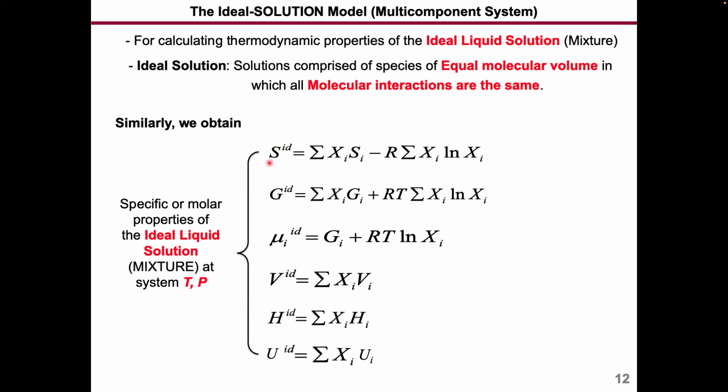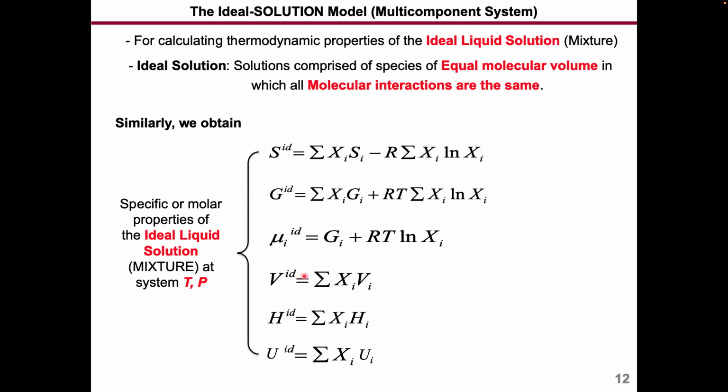So this S is for the mixture, and then these are the molar fraction times pure species S, and then you have some extra term for entropy, right? Minus R summation Xi natural log Xi. Same for G, ideal solution is going to be summation Xi Gi plus RT summation Xi natural log Xi. And then chemical potential of the species in the ideal solution is also going to be Gi plus RT natural log Xi, okay?